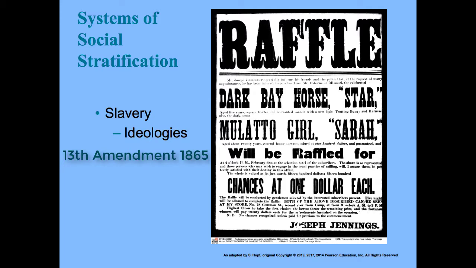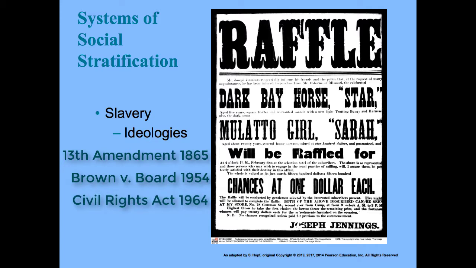In the South, segregation was not dismantled until Brown versus Board of Education in the 1950s, and then the Civil Rights Act of 1964. The right to vote for slaves was not effective until the Voting Rights Act of 1965, even though the 13th Amendment, forbidding slavery, was ratified back in 1865.